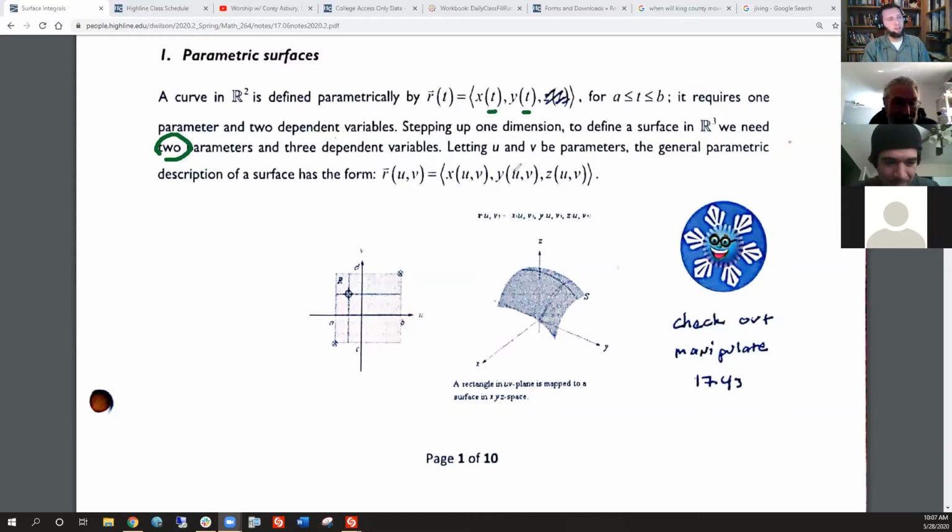The most common parameter choices will be u and v. You could also choose s and t, or r and theta. There are lots of choices, but these are the most common ones. So the common parameters will be u and v, and then our dependent variables will be the x, the y, and the z. So let's look at our first manipulate.